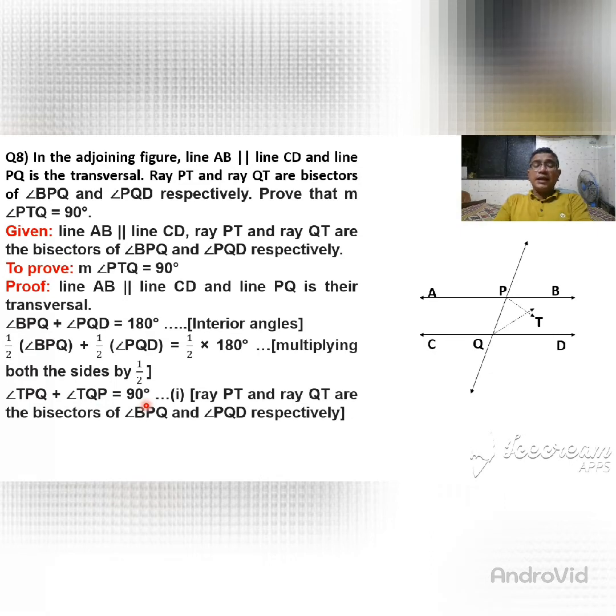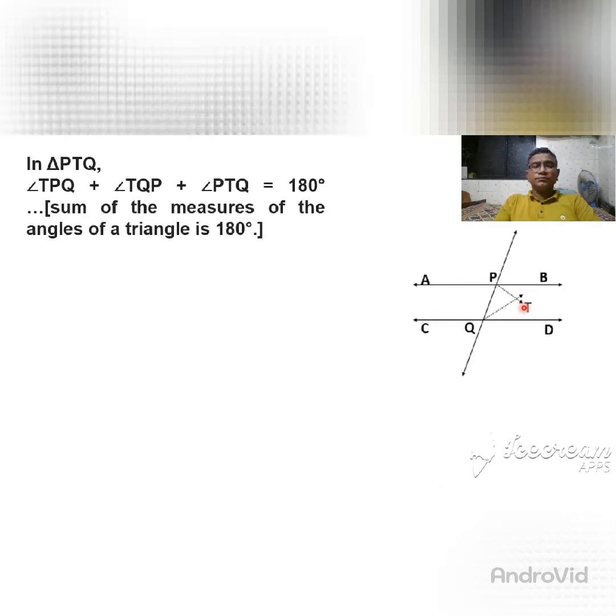Then with the help of that, you know that angle P, angle Q and angle T are the angles of triangle PTQ. So the sum of the angles of a triangle is 180 degrees. The sum of these two angles is given. With the help of that, we can find out PTQ. So in triangle PTQ, TQP plus TPQ plus PTQ is equal to 180 degrees.